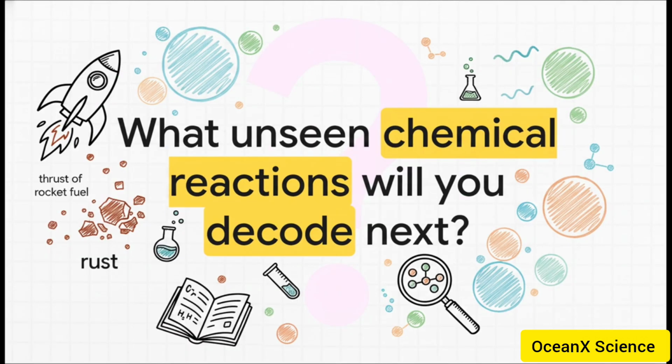And that brings us full circle. From the intense thrust of rocket fuel to the slow decay of rust, the universe is not just acting randomly, it's operating on the beautifully logical rules of chemistry. You now know the alphabet of atoms, the vocabulary of molecules, and the strict grammatical rules of chemical equations. The universe is incredibly understandable once you learn how to read it.